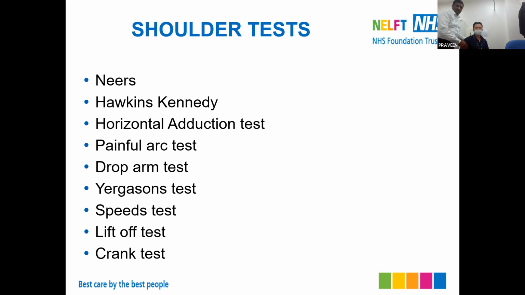Speed's test again. Maybe we can stand for this. It's a simple test. All we do is ask the patient with the arm in supination to elevate the arm, and as they elevate, you apply resistance. And if the patient has pain reproduced in the anterior shoulder, that indicates a biceps tendon pathology.